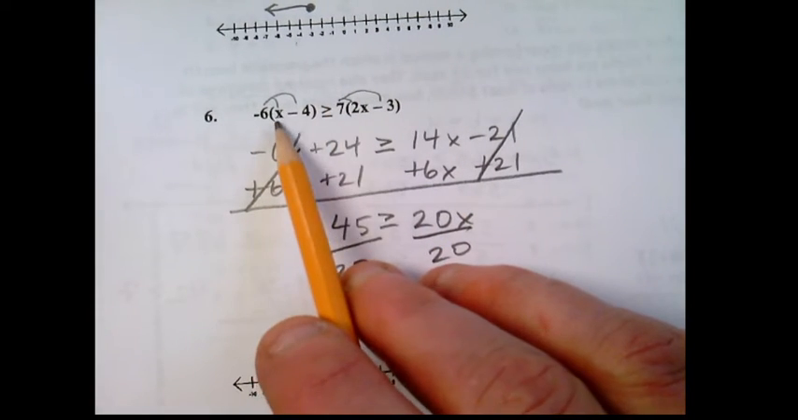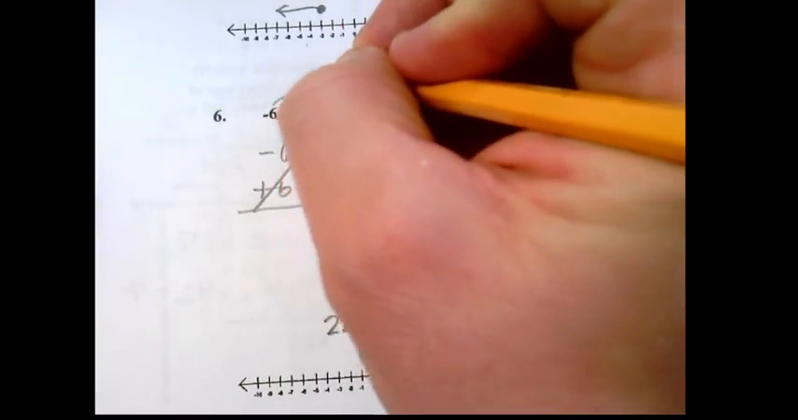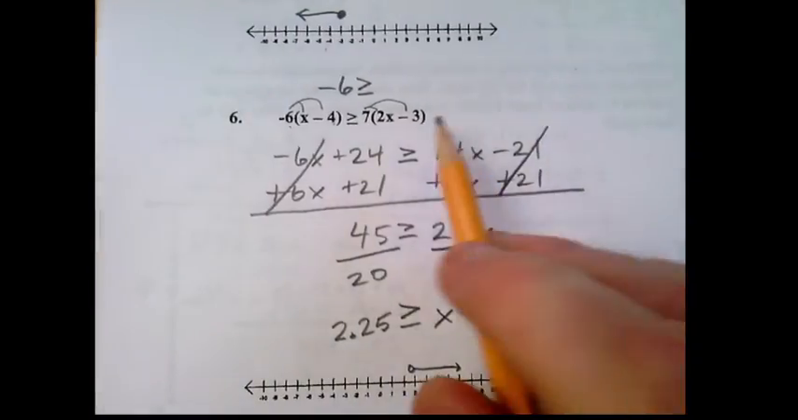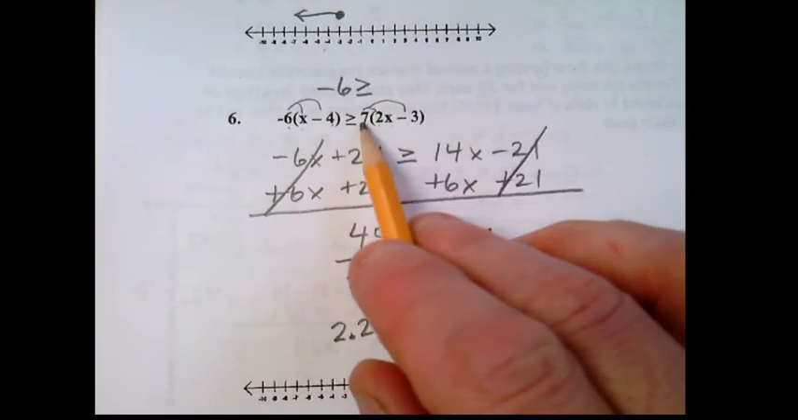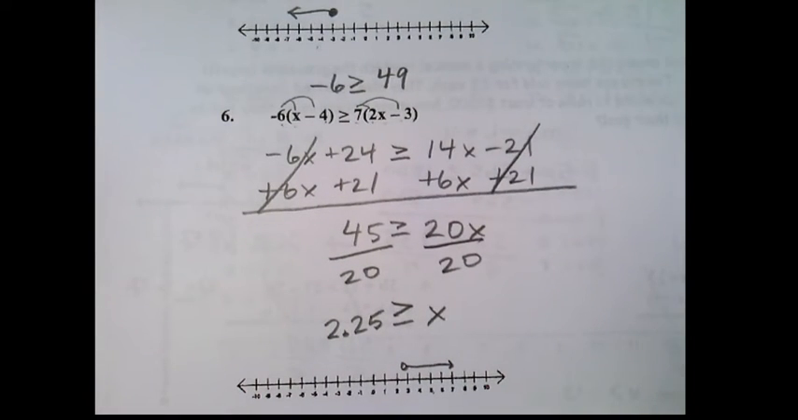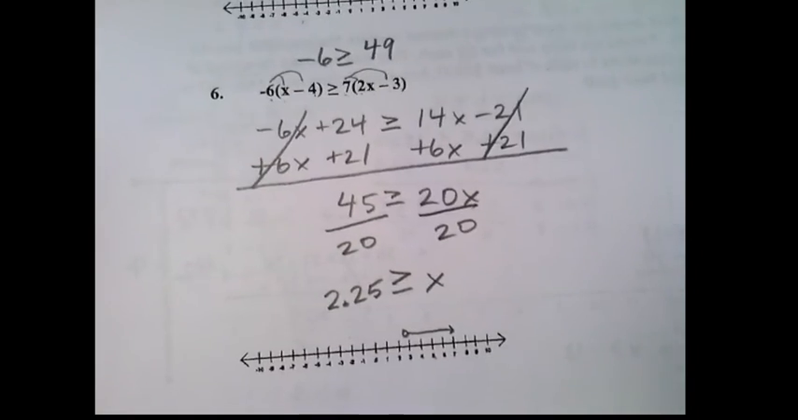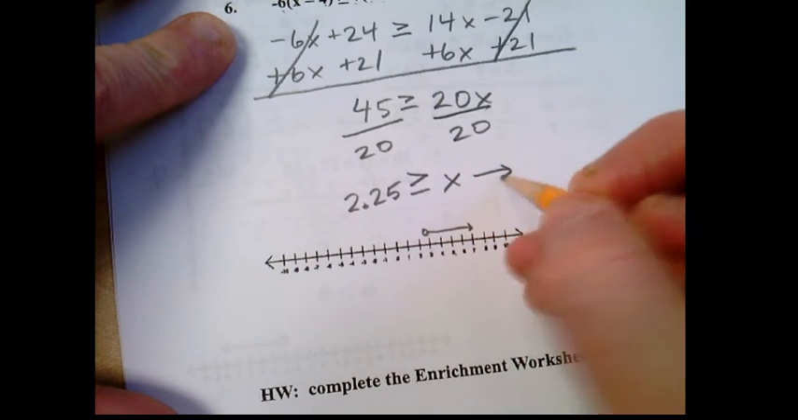I'll pick 5. 5 minus 4 is 1. 1 times negative 6 is negative 6. So negative 6 is greater than or equal to. 2 times 5 is 10. Minus 3 is 7. And 7 times 7 is 49. Okay. Oh, what did we do wrong here? 5 minus 4 is 1. 1 times... Oh! Look at this. I forgot to flip sides.